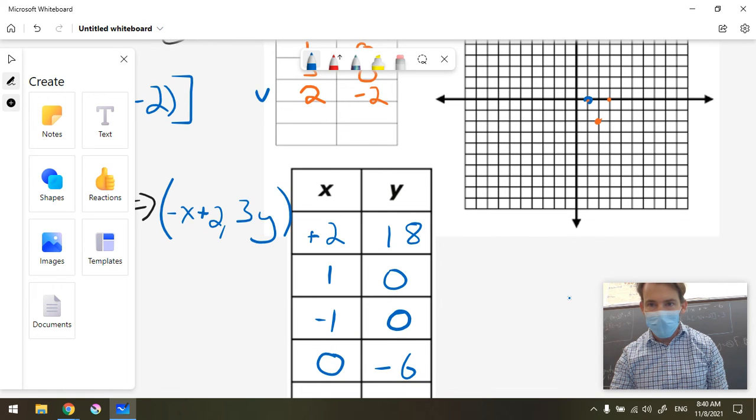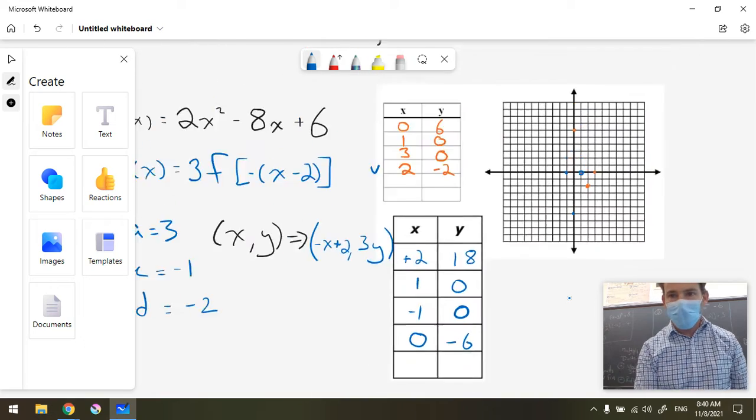So I'm just going to do a little loop around that. And then there's this point at 0, -6. So 1, 2, 3, 4, 5, -6. And then this is also a root. So that's going to be a really steep parabola down here. So let's take a look at what happened.